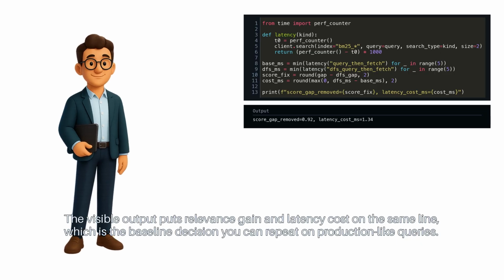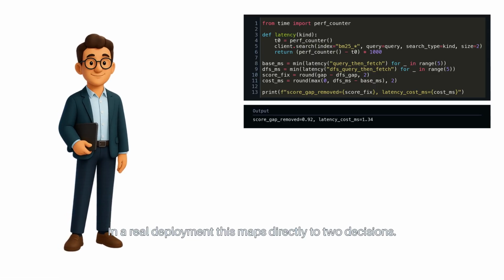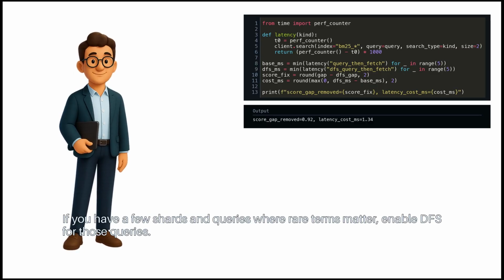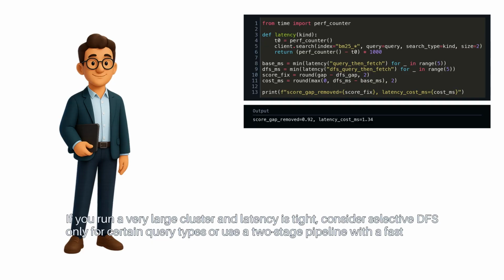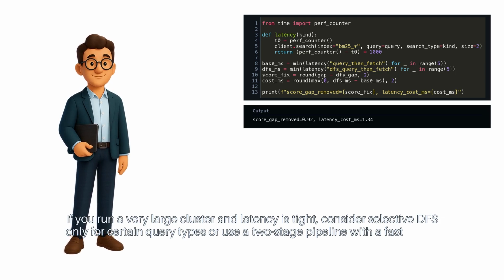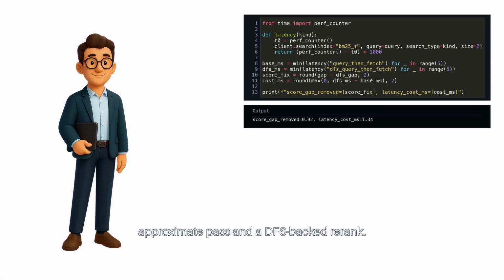which is the baseline decision you can repeat on production-like queries. In a real deployment, this maps directly to 2 decisions. If you have a few shards and queries where rare terms matter, enable DFS for those queries. If you run a very large cluster and latency is tight, consider selective DFS only for certain query types, or use a 2-stage pipeline with a fast approximate pass and a DFS-backed rerank.